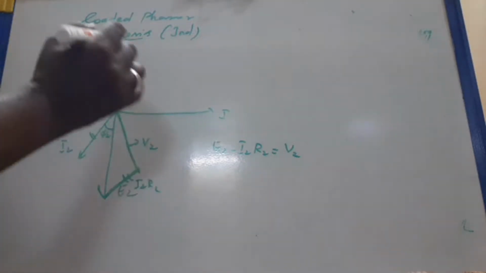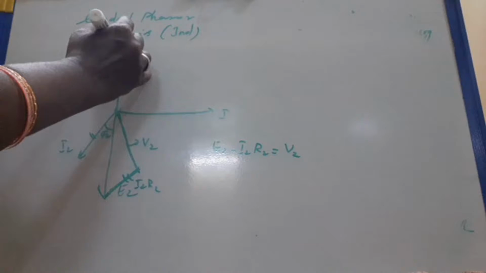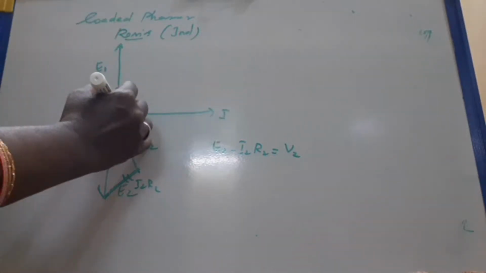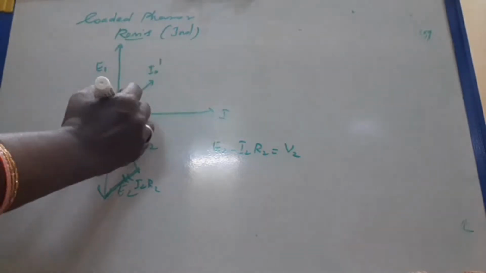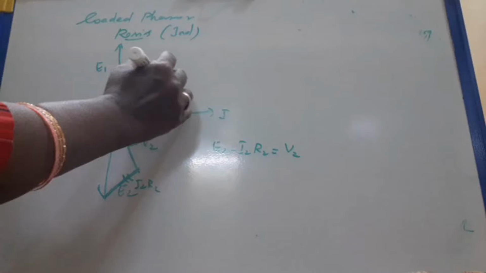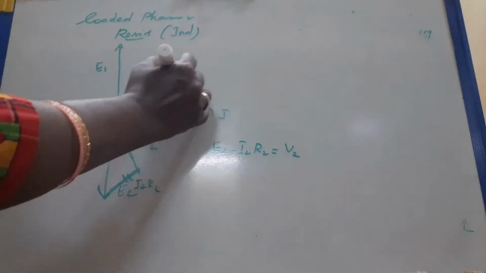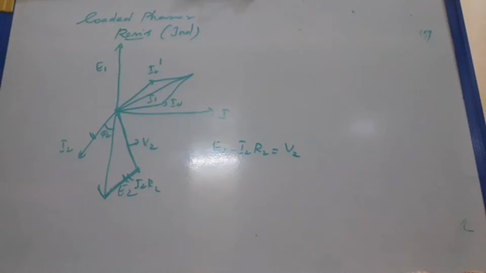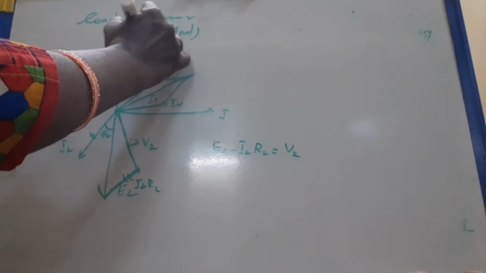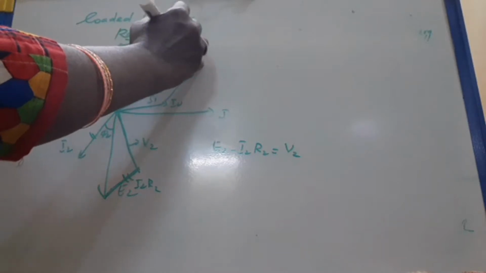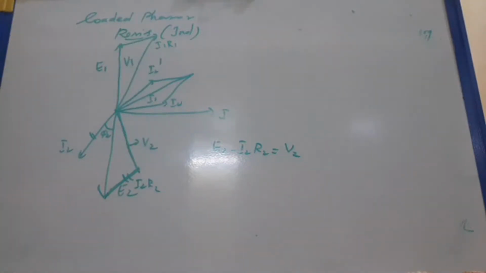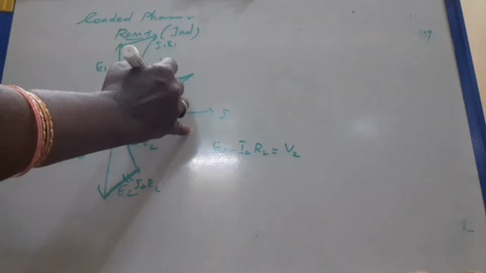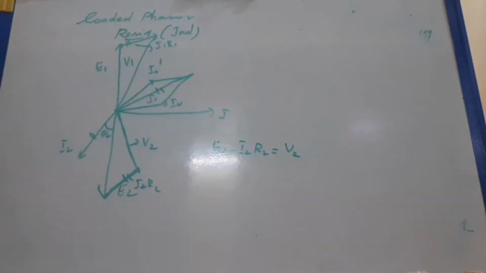Similarly, you draw the primary side E1, and extend I2 to the primary side as I2 dash. With I0, draw the parallelogram to get I1. So V1 minus I1 R1 equals E1, that is V1 equals E1 plus I1 R1. I1 R1 is drawn in the direction of I1, which gives E1.